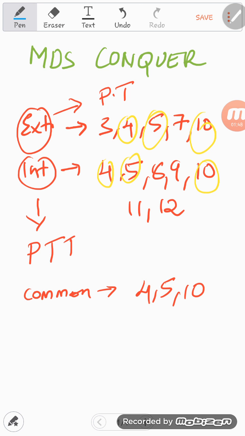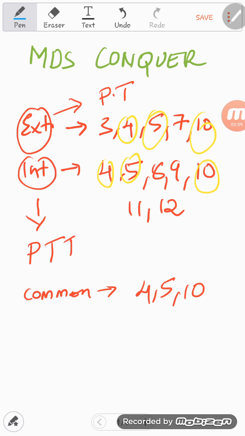So, very clear: extrinsic pathway 3, 4, 5, 7, 10. Intrinsic pathway 4, 5, 8, 9, 10, 11, 12. Common factors are 4, 5, 10. And the extrinsic pathway is related to the prothrombin time, whereas the intrinsic pathway is related to the partial thromboplastin time. Hope everything is clear up to now.